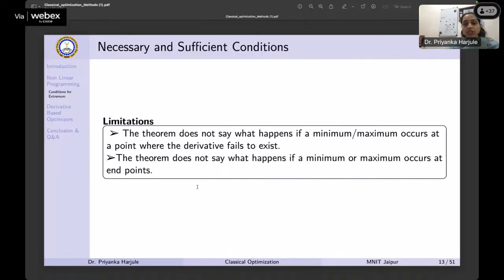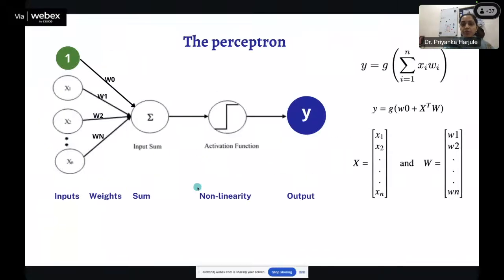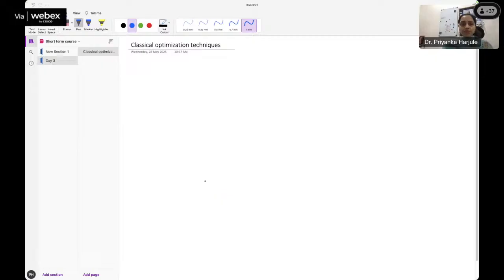Similarly, if you have a function f of x equal to x square in a domain, say -2 to 1, then this test also fails as a necessary and sufficient condition. When you find the derivative it will be 2x and the stationary point will be x equal to 0, but this function has a maximum at x equal to -2, which is the end point.